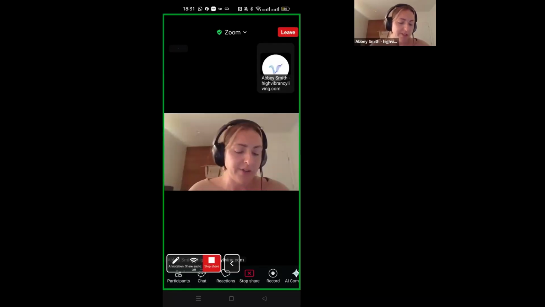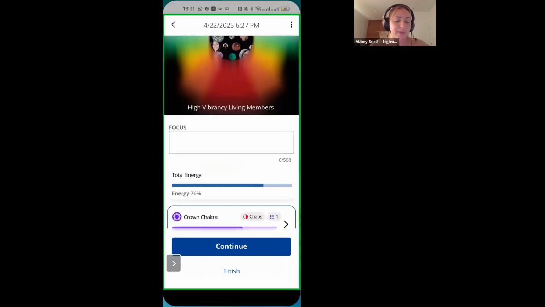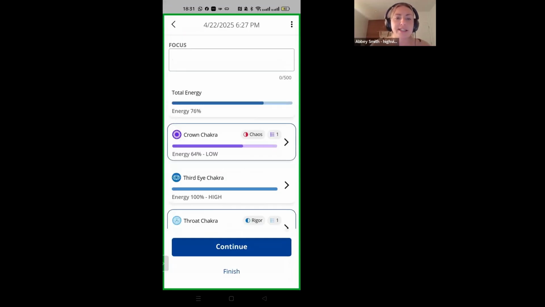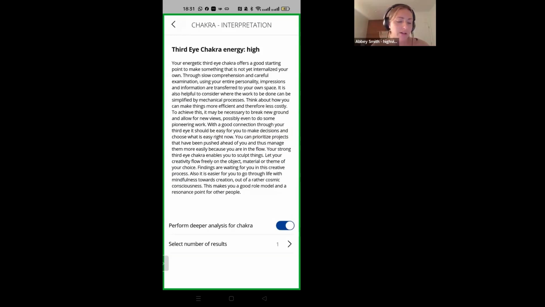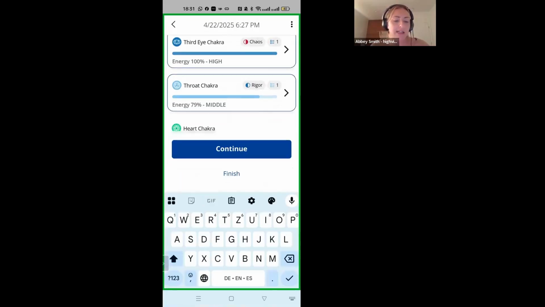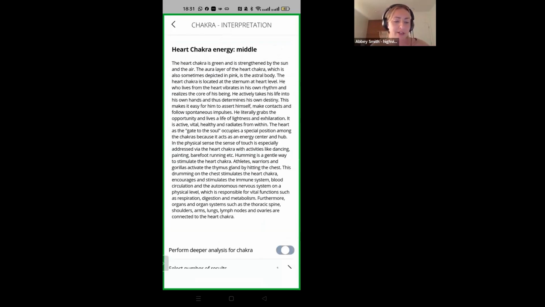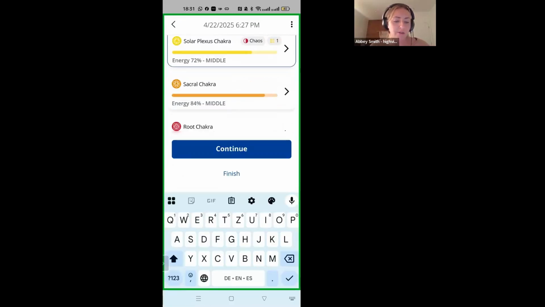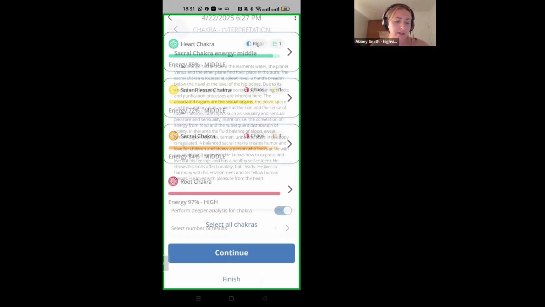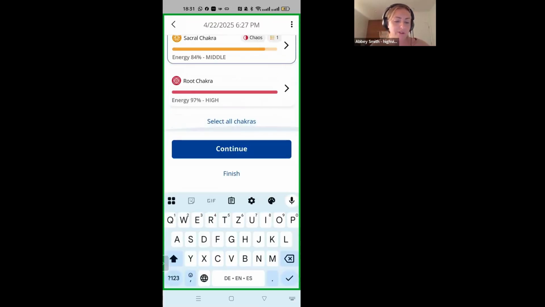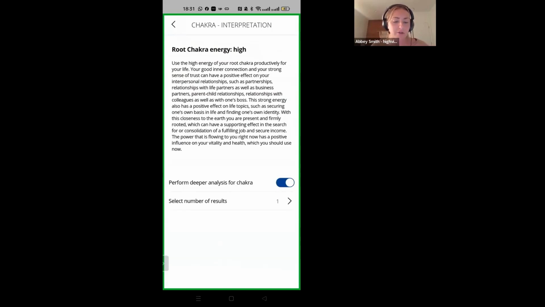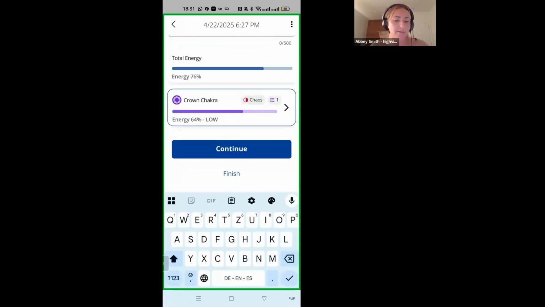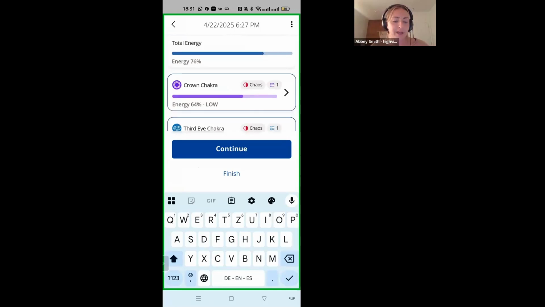And what I've done is I've actually already scanned our energy field as a group. At the moment, we're at a total of 76 energy. We can see that we've got the third eye at 100. That's amazing. We're going to turn them all on regardless of what they are, because I like to do a full chakra session. So they've got one result for each one. So to turn the sacral on and the root. The root's also really high at 97%. That's great as a group.